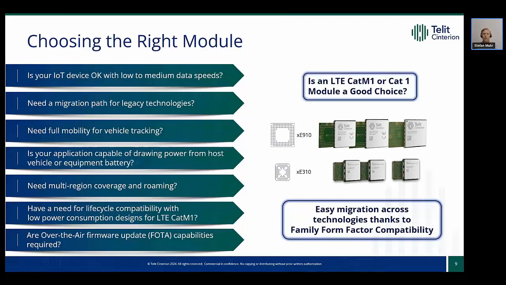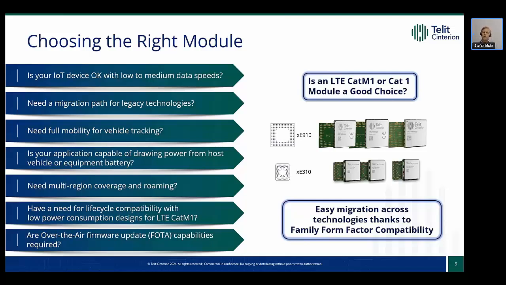Another question, do you need full mobility for vehicle tracking? Then NB-IoT may not be an option. You need to focus more on Cat M or Cat 1. Is your application battery powered or attached to the main power? Important, if battery powered, you need to look at the module power consumption, but if attached to the power of the host, for example, a truck battery, then you have far fewer restrictions here for sure.